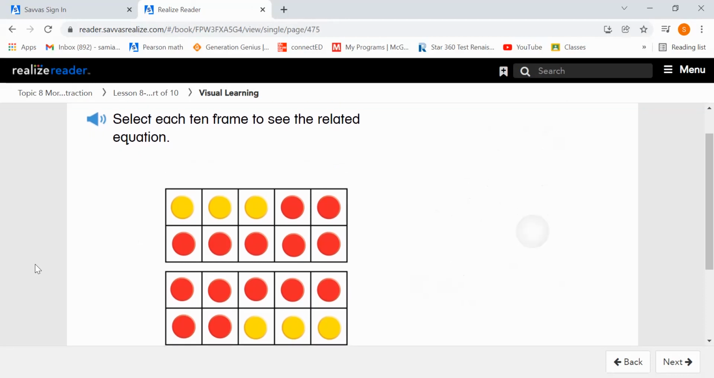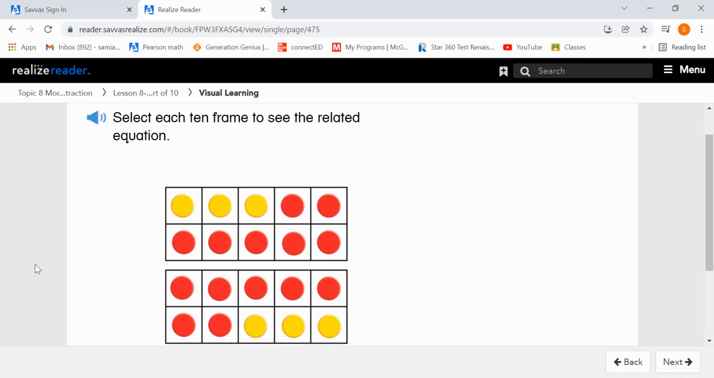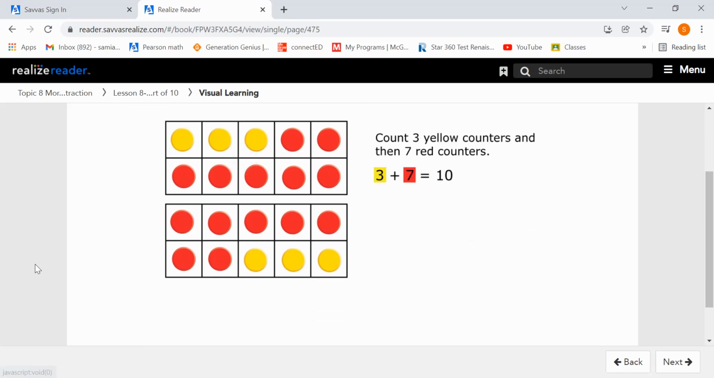Okay, so it says select each 10 frame to see the related equation. Count 3 yellow counters and then 7 red counters. 3 plus 7 equals 10. Okay, so there are 3 yellow counters at the beginning and 7 red counters.